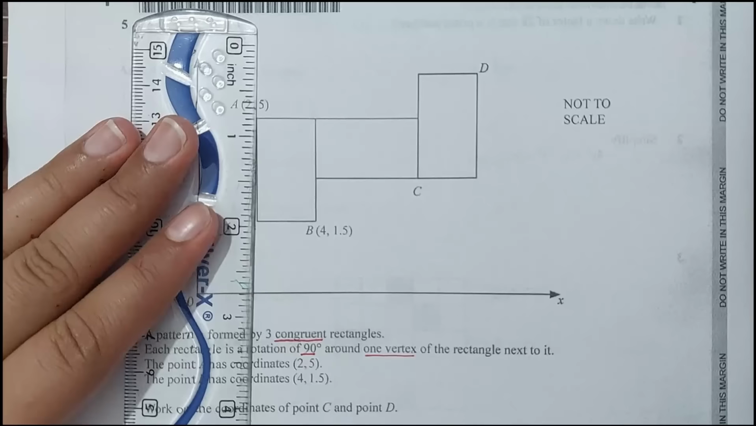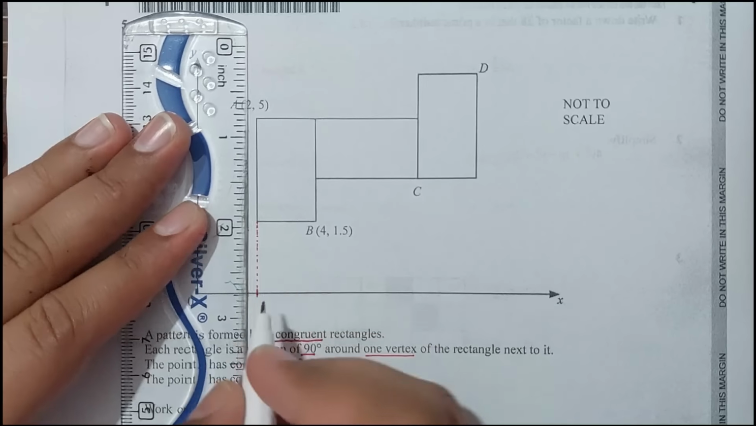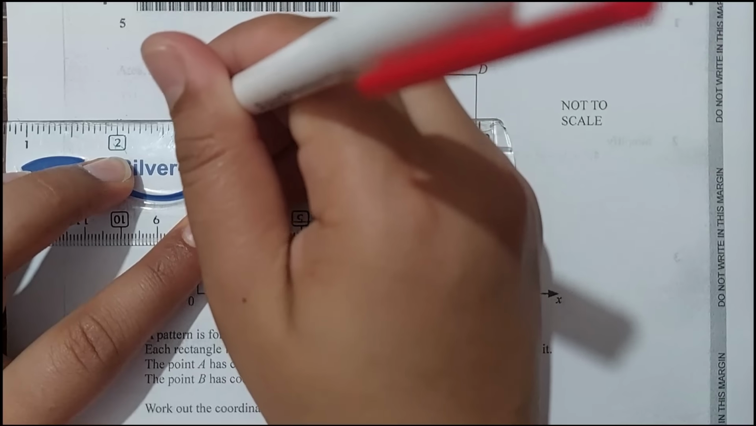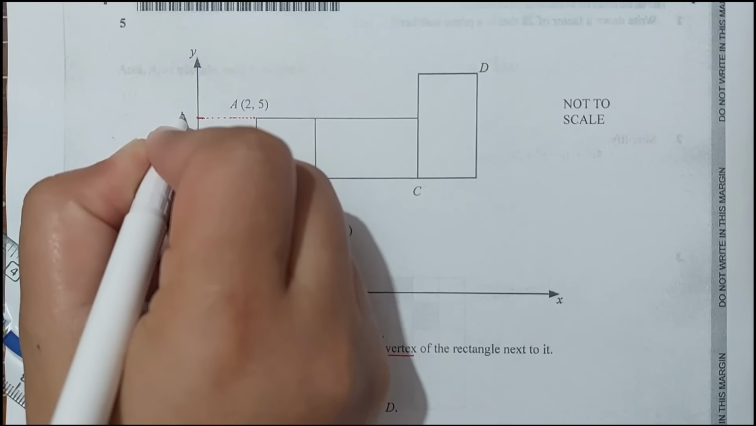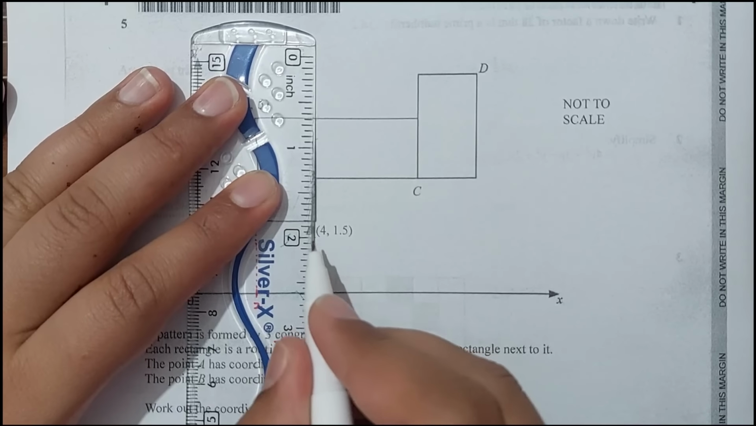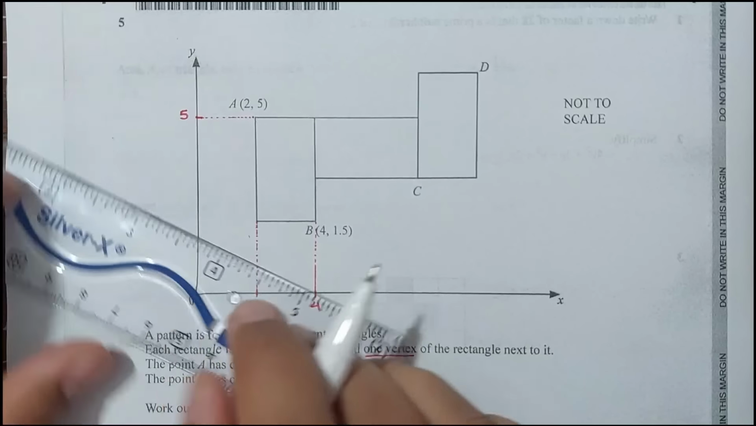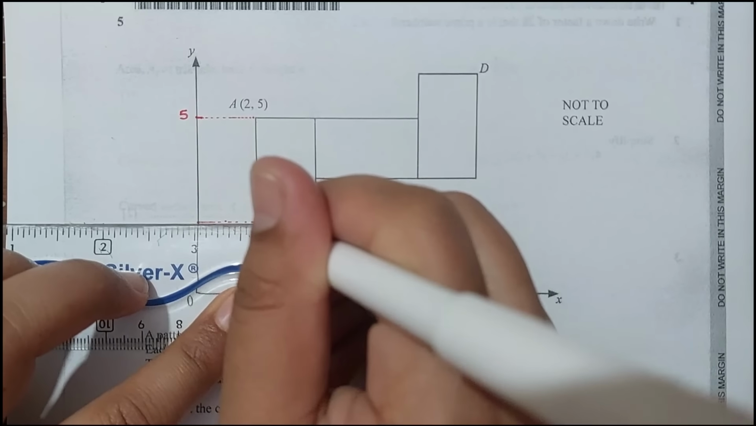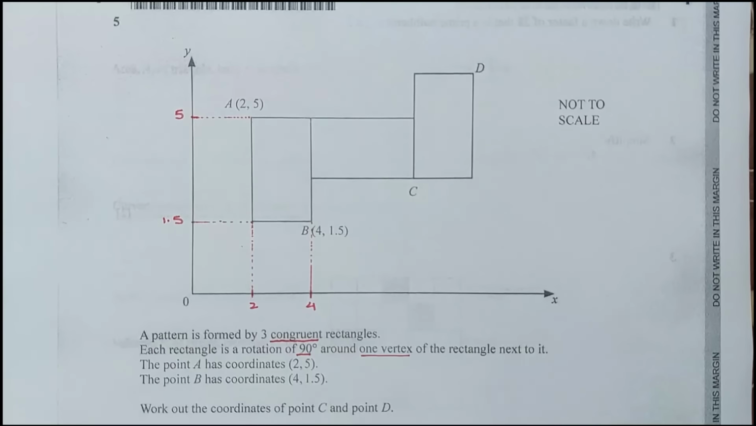Okay. So point A has this coordinate. This is the point 2, and this is the point 5. So this is the coordinate 5. All right. This one here, the x value is 4 and the y value is 1.5. This is 1.5. All right, we have to solve for C and for D.